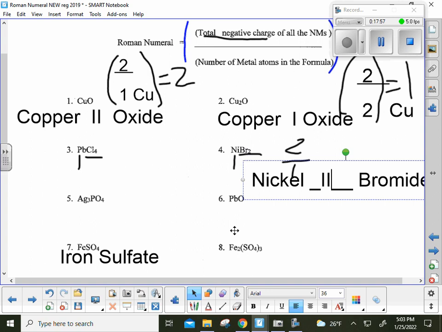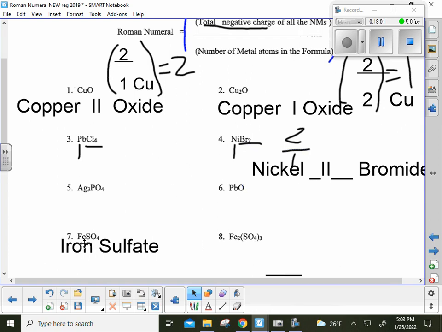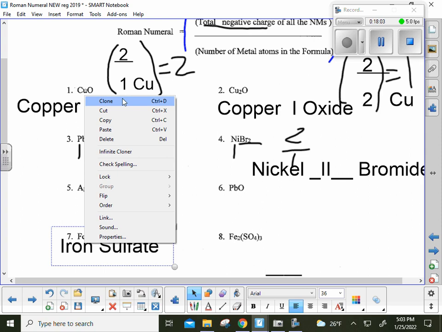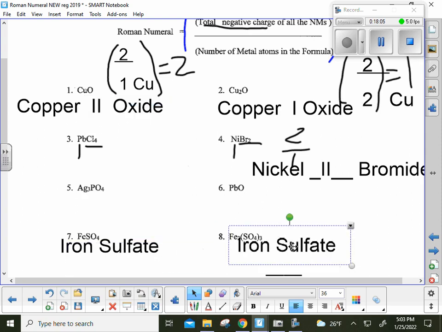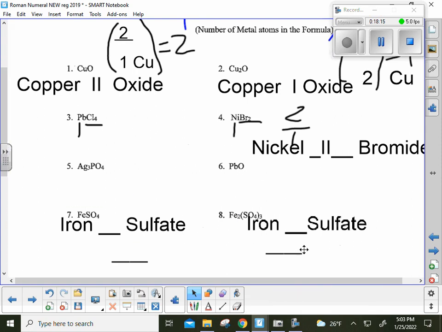Even when you do number 7 and 8, you are both going to use iron sulfide for both 7 and 8. And you want to figure out what the Roman numeral is. Okay, so you try these out, and then I will also post the answer key on this same page in Schoology, so you can check your answers afterwards.